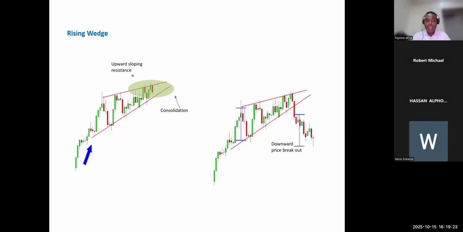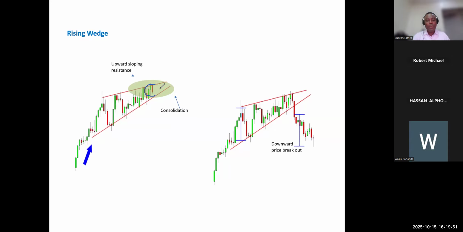Then we have the rising wedge pattern. Don't forget, I've taught you right now the double top, double bottom, head and shoulder, inverse head and shoulder. Now we're looking at the rising wedge pattern. The rising wedge pattern is formed when price has gone up in an uptrend, making a series of higher highs and higher lows. Then we draw a trend line to connect the higher highs and the higher lows together.